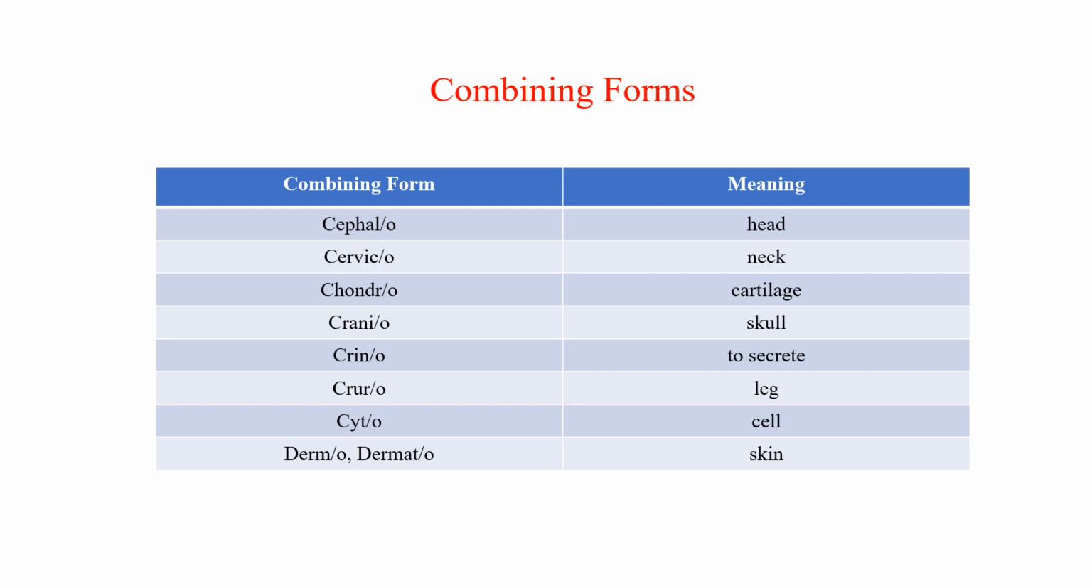Cephalo refers to head, cervico neck, chondro cartilage, cranio skull, crino to secrete, cruro leg, cyto cell, dermo or dermato means skin. An example of a term using the combining form dermato is dermatosis, which means an abnormal condition of the skin.